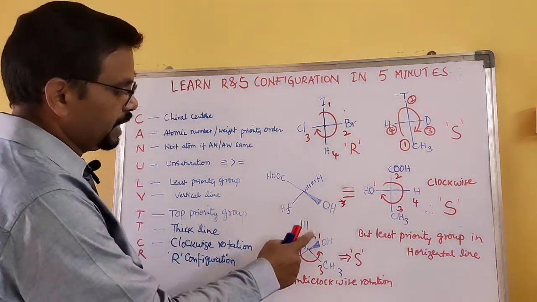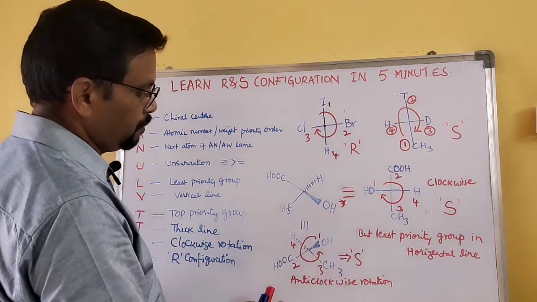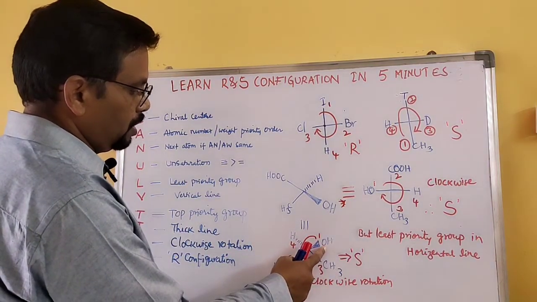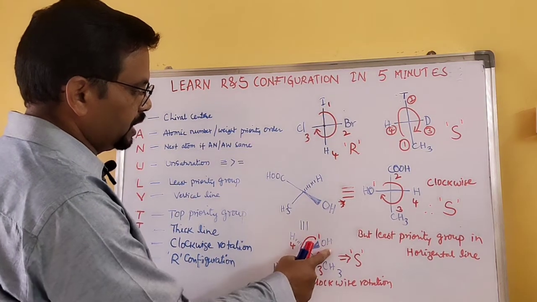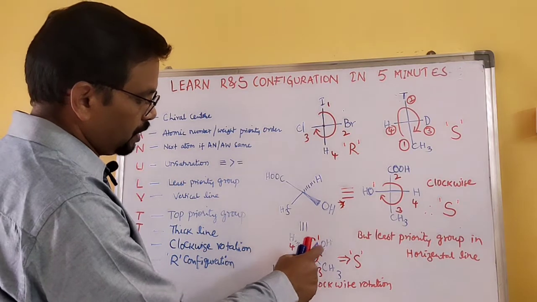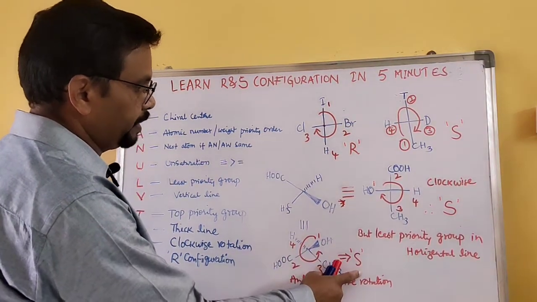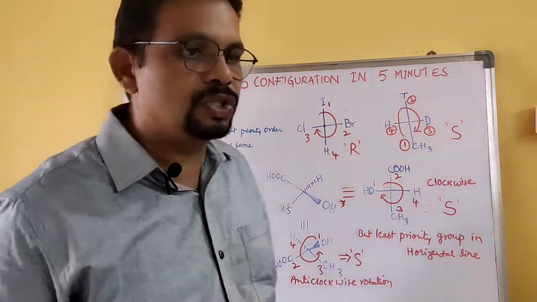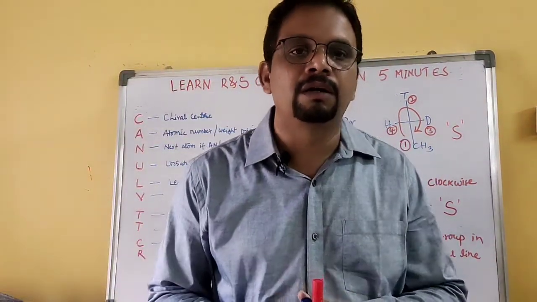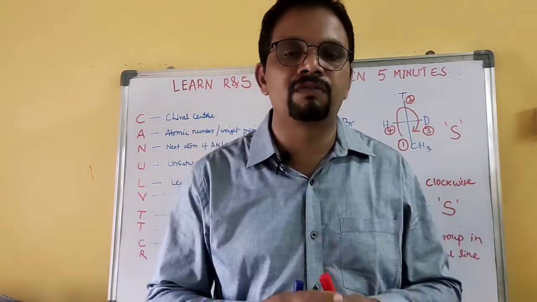You can also give RS configuration directly without converting into Fischer projection. Okay, this is the top priority group, it is in a thick line, and the least priority group is in a dotted line. So if it is clockwise rotation, R configuration, if it is anti-clockwise rotation, S configuration. Okay, these are the things you need to remember, and with this information you can give RS configuration for any chiral molecule.